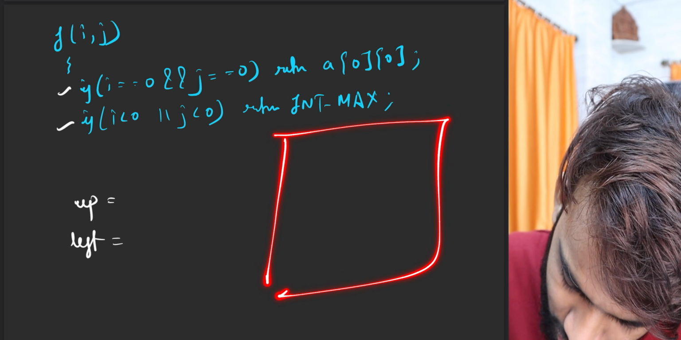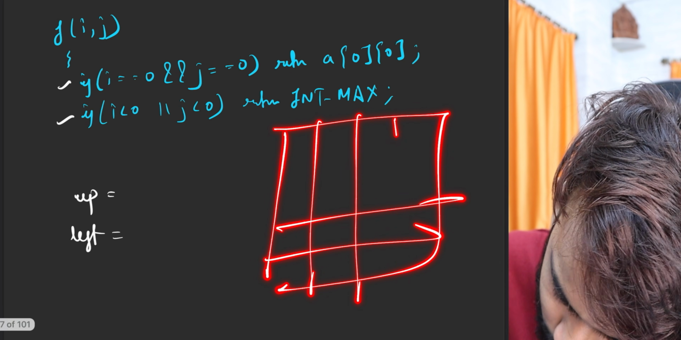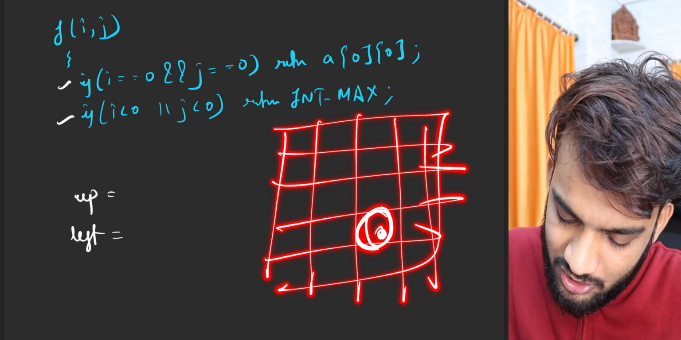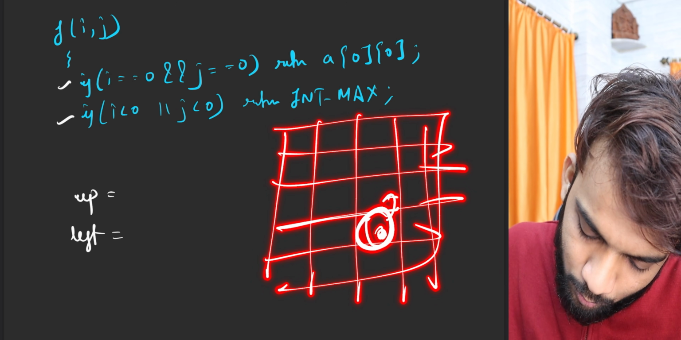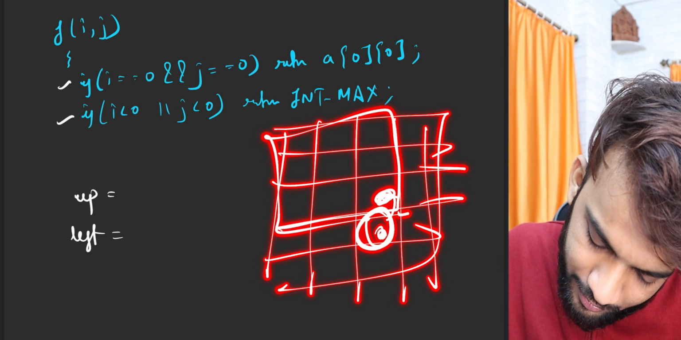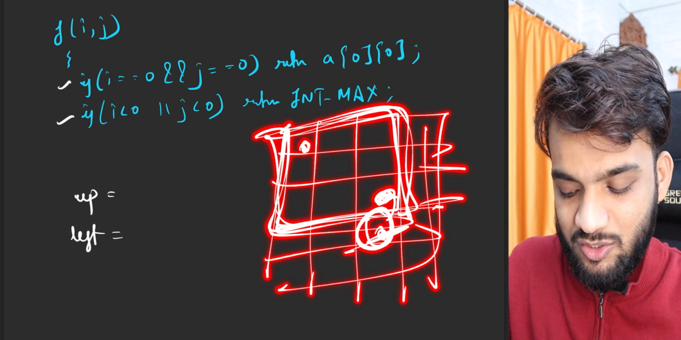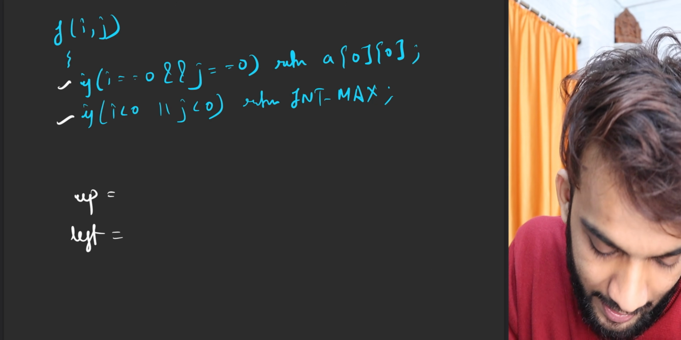So imagine this is your grid and assume you are standing over here. If you're saying I'll take this and I'll move here, that means you have to move from here to here. So this portion you have to solve. This portion you have to solve. So this is what you have taken.